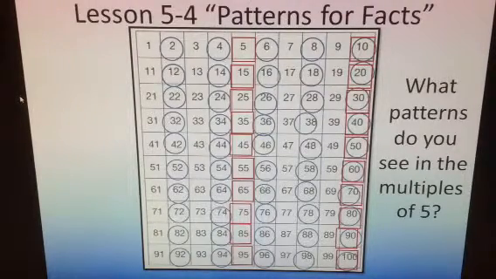What patterns do you see for multiples of 5? Well, we notice that they either end with 5 or they end with 0. We notice that half of them are odd and half of them are even.